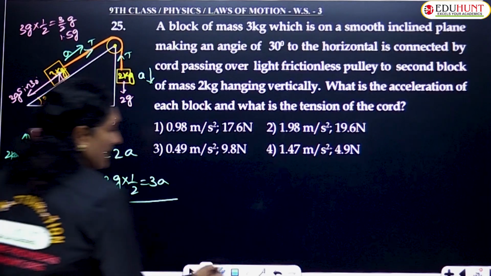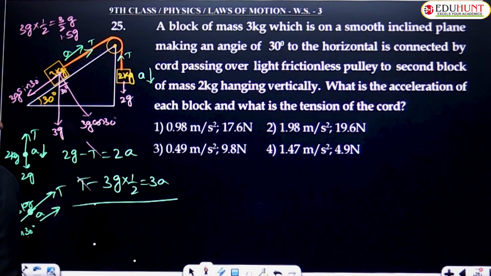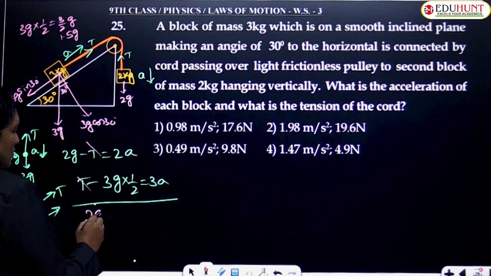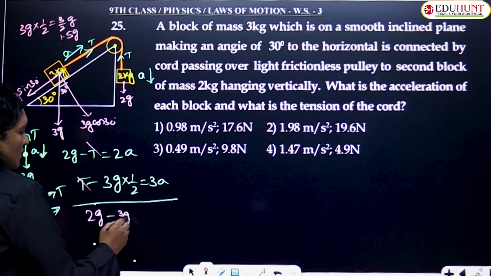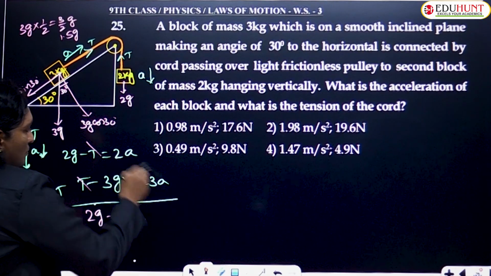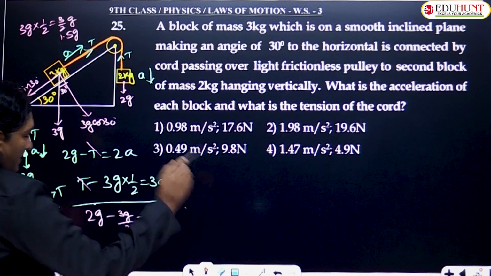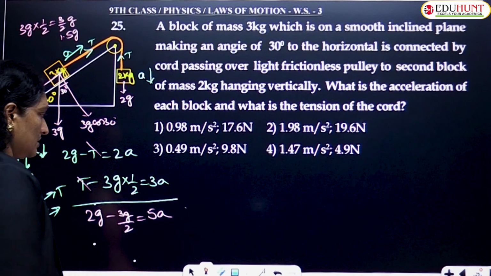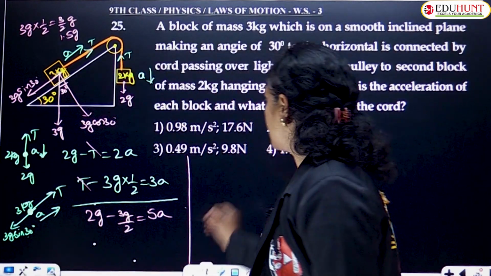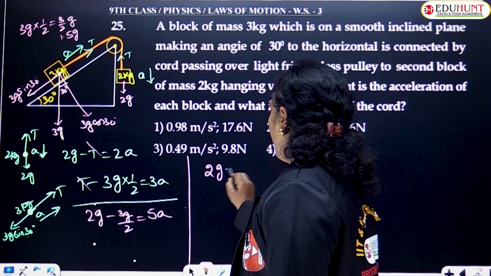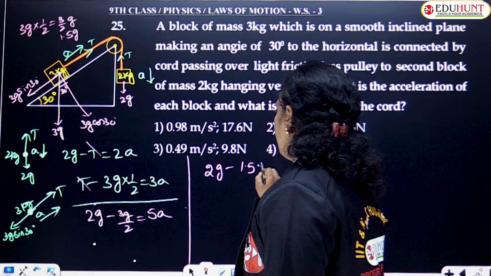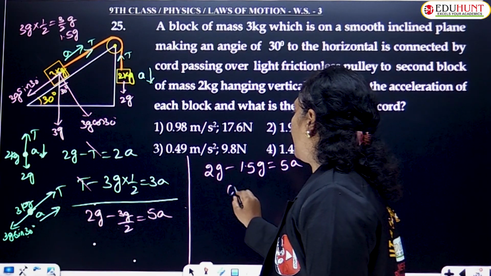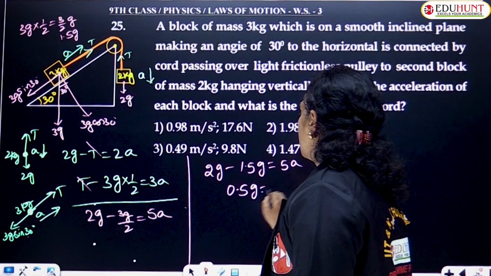Solving the two equations as usual, what will we get? Minus T and plus T get cancelled. So you are left with, what is that left with, children? 2g minus 3g by 2 is equal to 2a plus 3a, which is 5a. That's it. Well, this is 3 by 2 g, meaning 1.5g, and this is 2g. Solving the two, what will we get? 2g minus 1.5g must be equal to 5a. 2 minus 1.5 is 0.5g, which is equal to 5a.